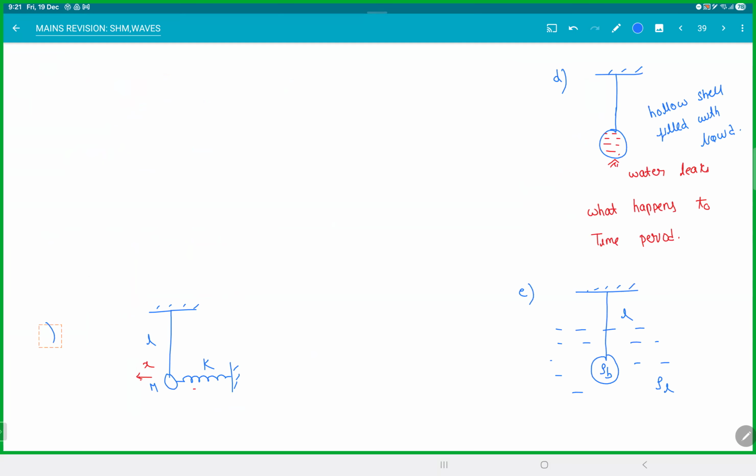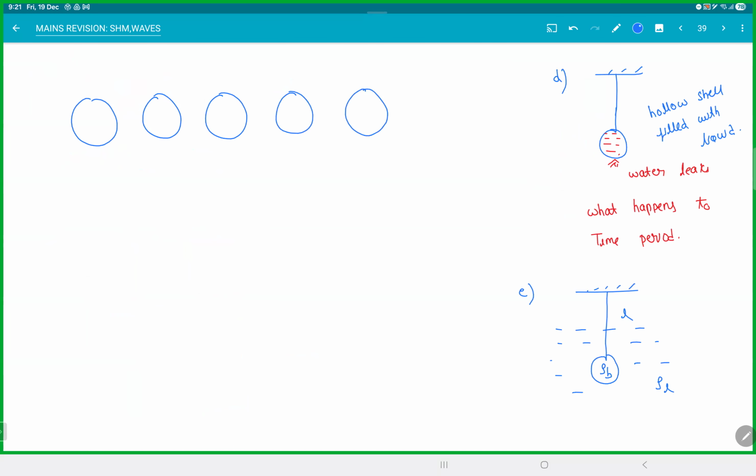What about this Dika question? What is the time period? As the shell of water is leaking, the center of mass will shift. So in the formula 2 pi root over L by G, L is the distance from the point of suspension to the center of mass. Clear? L is not the length of the string. L is the length from the point of suspension to center of mass.